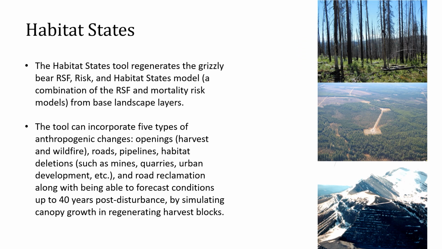Our Habitat States tool regenerates the grizzly bear RSF, risk, and habitat states model. The habitat states model is created by combining RSF and mortality risk models from base landscape layers. The tool can incorporate 5 types of anthropogenic changes, including openings such as harvests and wildfires, roads, pipelines, habitat deletions such as mines, quarries, urban development, and road reclamation, along with being able to forecast conditions up to 40 years post-disturbance by simulating canopy growth in regenerating harvest blocks.